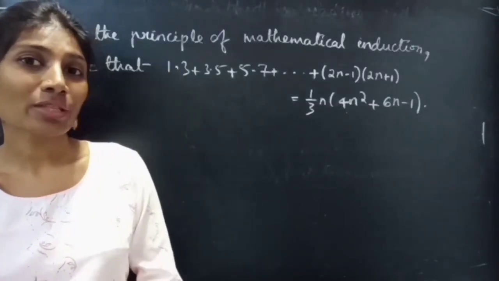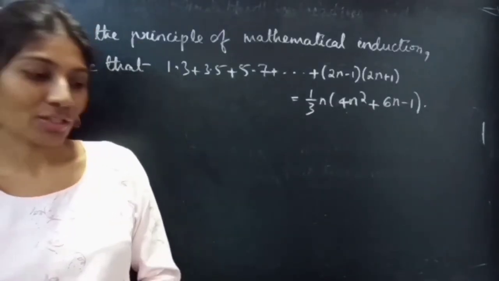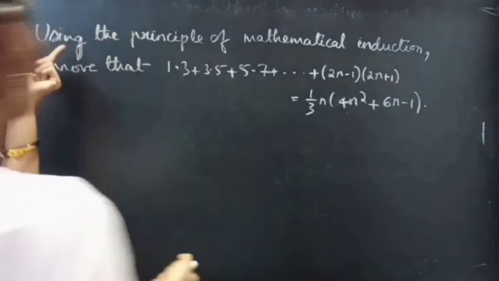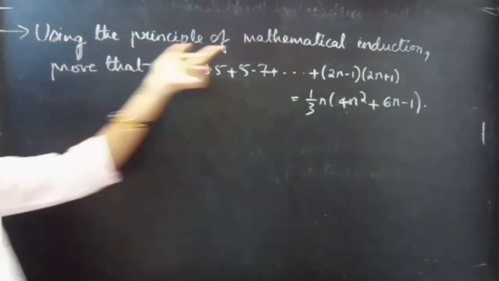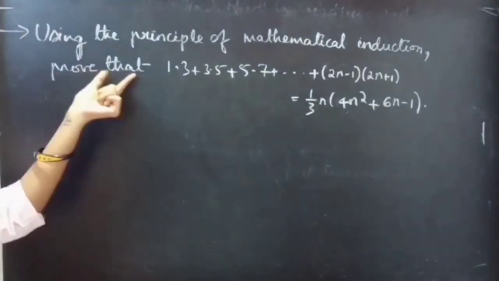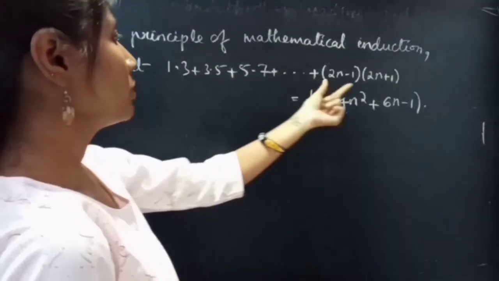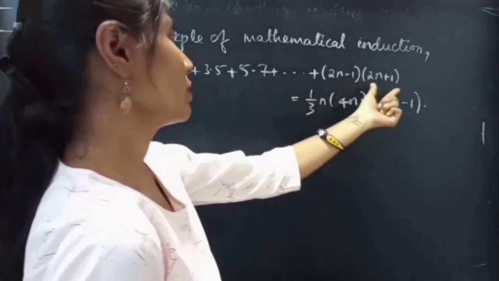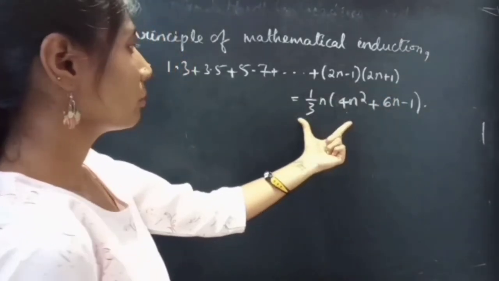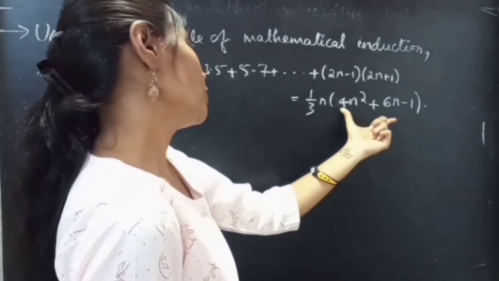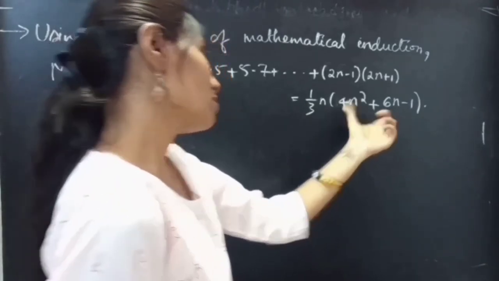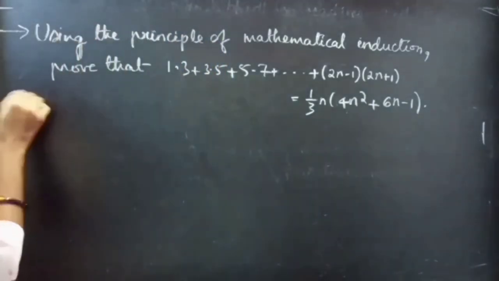In this video, we are going to see a problem from Mathematical Induction. So let's get started. Problem. Using the principle of Mathematical Induction, prove that 1 into 3 plus 3 into 5 plus 5 into 7 plus so on plus (2n minus 1) into (2n plus 1) is equal to 1 by 3 into n into (4n square plus 6n minus 1). Right? Solution.